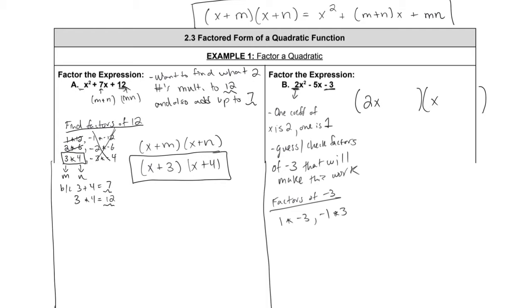We're going to have to guess and check. Let's try the first one, +1 and -3. To see if it works, we need to try the FOIL method to check.